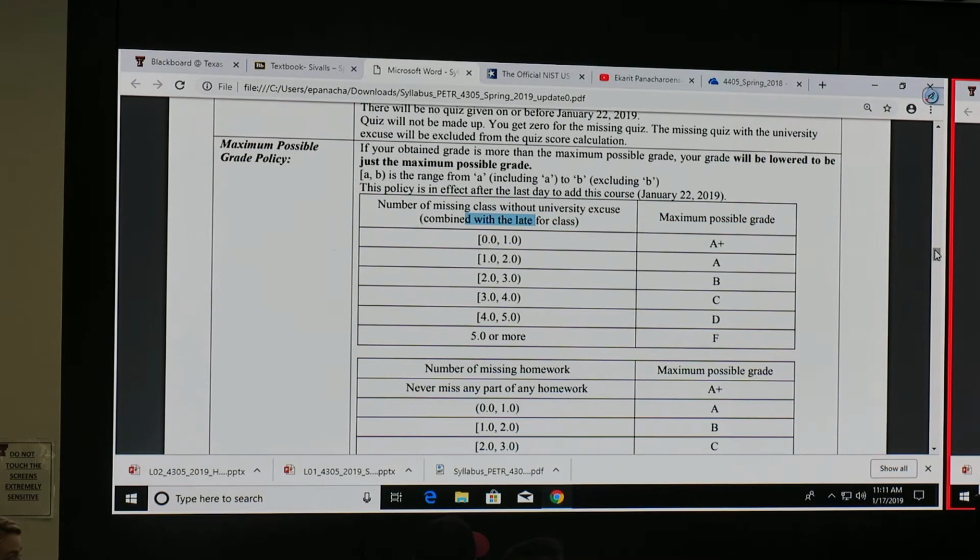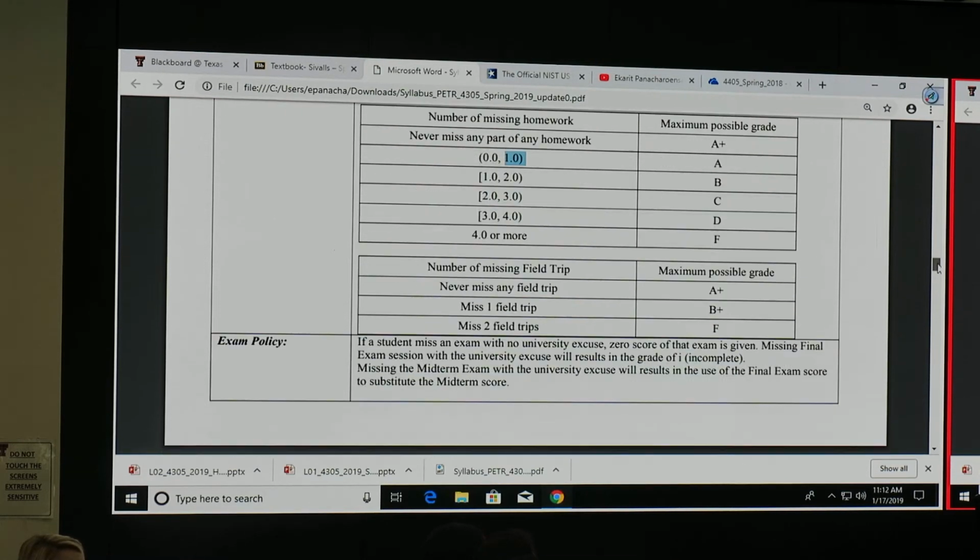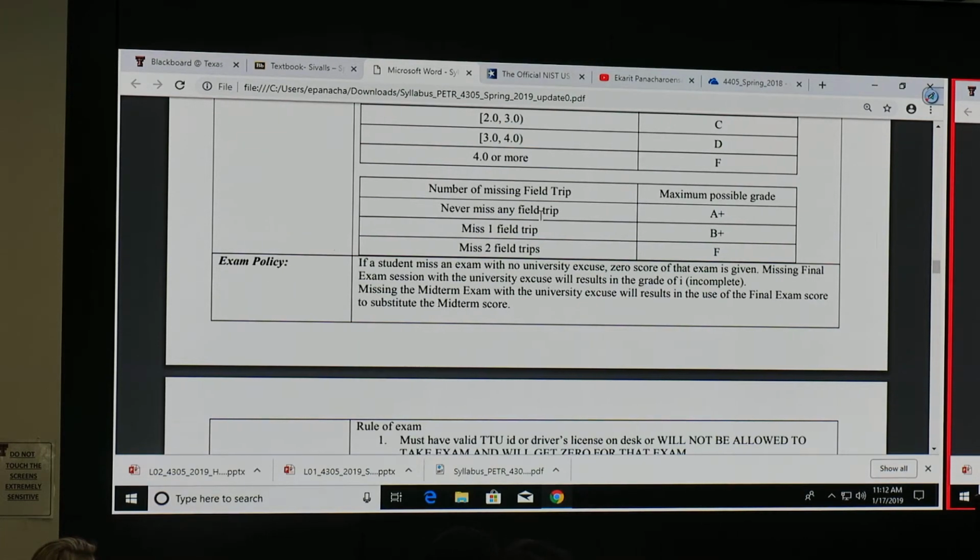Missing homework. If you ever miss any homework, you don't get A plus. If you miss just half of the homework, you can still get A. So this means missing less than 1 homework. Miss field trip, you should not miss a field trip. This is very strict. If you miss 1 field trip without a university excuse, at most you will get B plus. Miss 2 field trips without a university excuse, I just give you F. Okay?